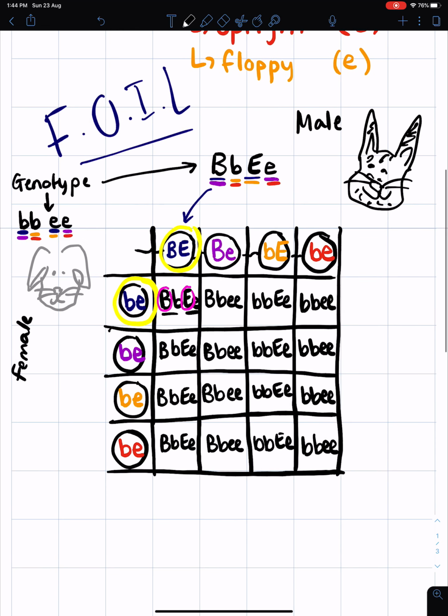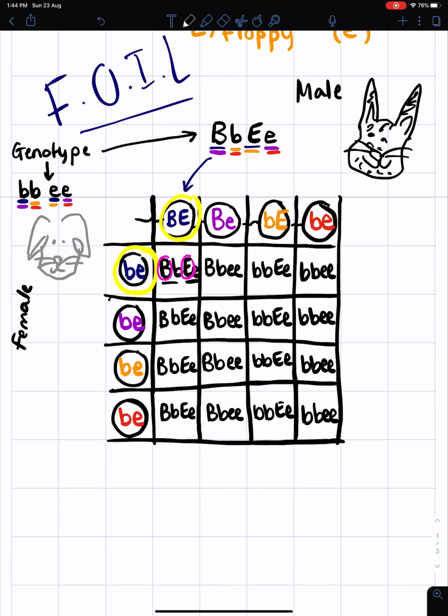There we go, there's our completed dihybrid cross. All of these 16 squares in the middle here are showing us the potential genotypes of the offspring, if any of those gametes come into contact. So in an exam question, you might be asked to do that.